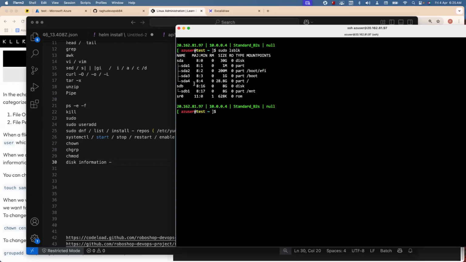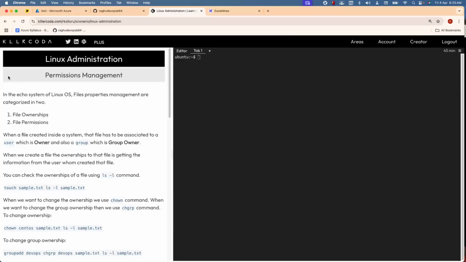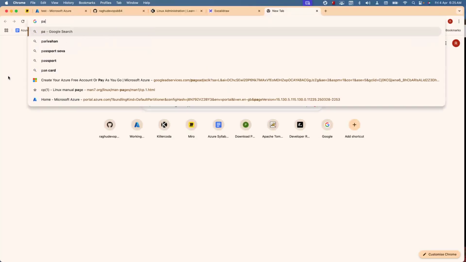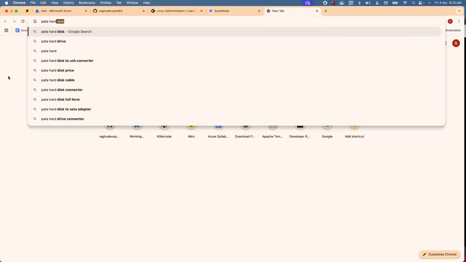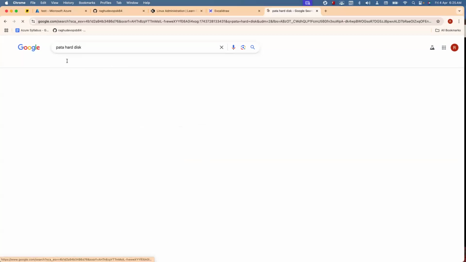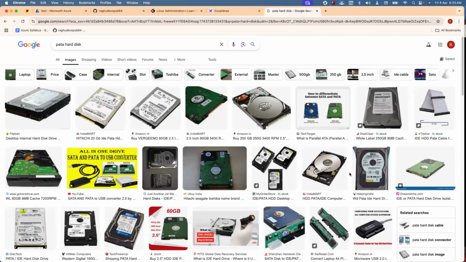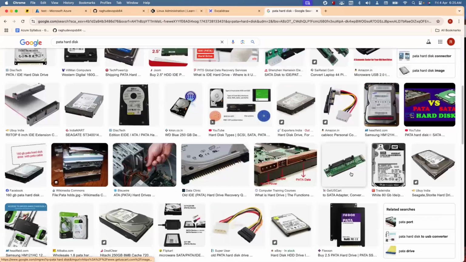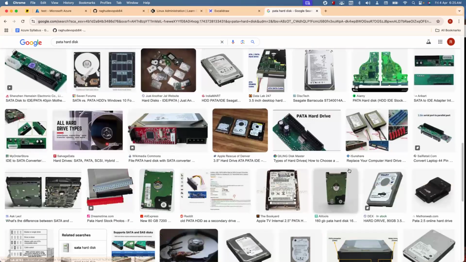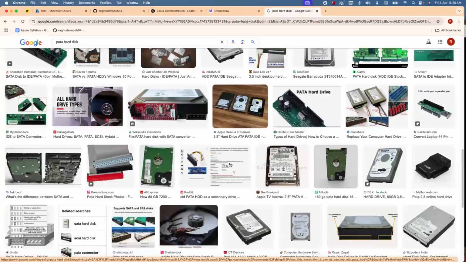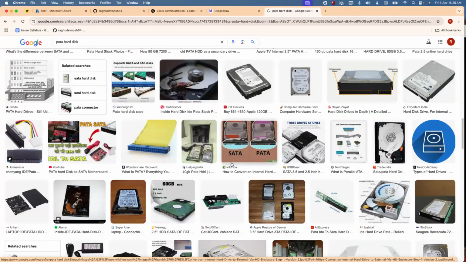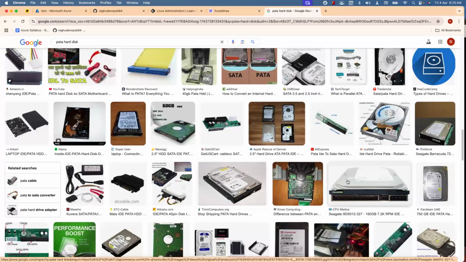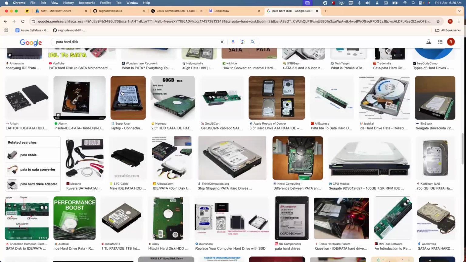It is called SDA because, I'm not sure how many of you know the parallel technology, PATA hard disks. If you have seen the desktop world very long back, we used to have parallel ports, by the way. Those hard disks used to be called in Linux HDA, HDA1, HDA2, like that.